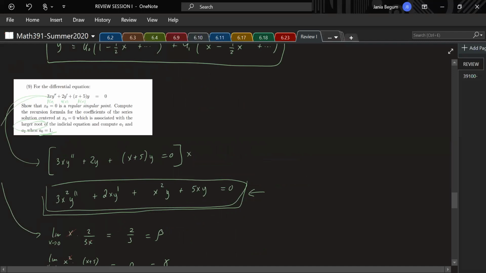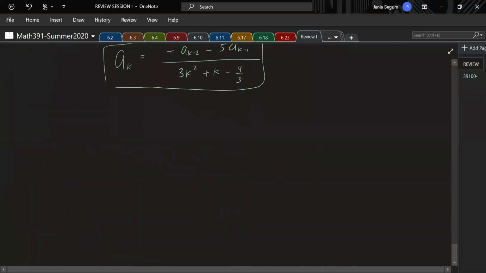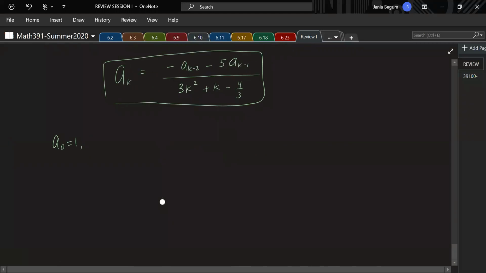compute A1 and A2 when A0 is 1. Okay, so we just need to compute A1 and A2 using A0 as 1. So we know A0 is 1. So what is A1? If I let k equal 1, that will give me A1, right? So A1 is going to be negative A sub negative 1 minus 5 A sub 0 over, so k is 1, so that's 3 plus 1 minus 4/3. Now, what did we say about the negative subscript?